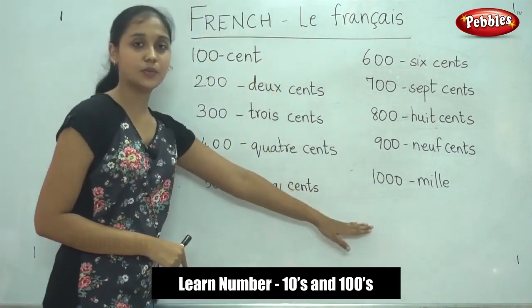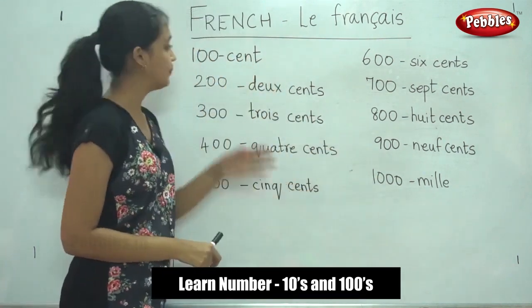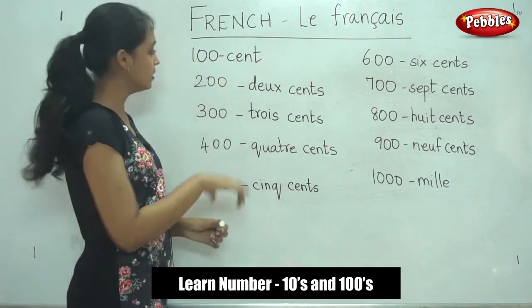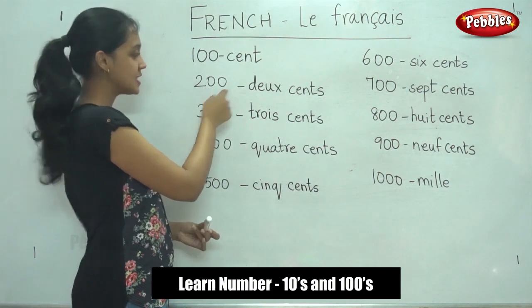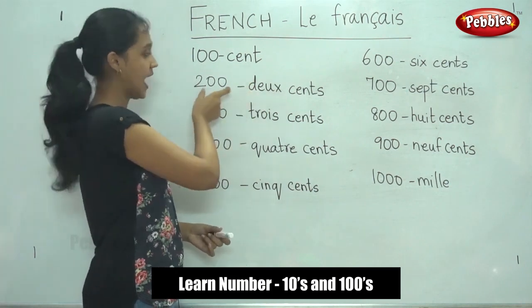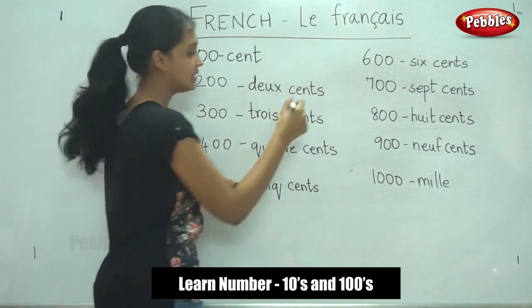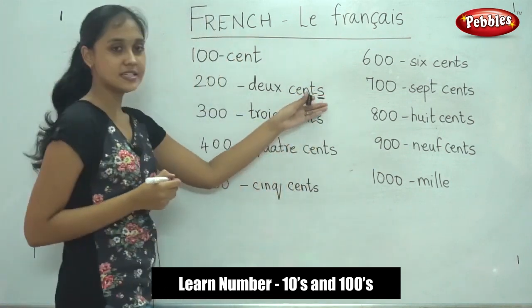The 10 numbers that we learned today are very simple. For 100 it is 100. That is all you have to remember. For 200 it is 2, the, and 100. Just don't forget to add the s at the end, since it is more than 1.